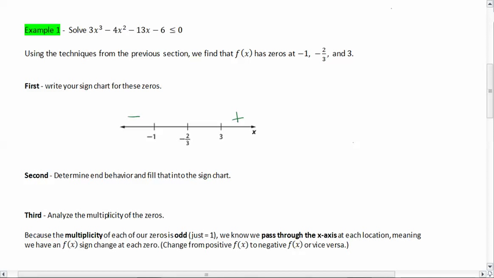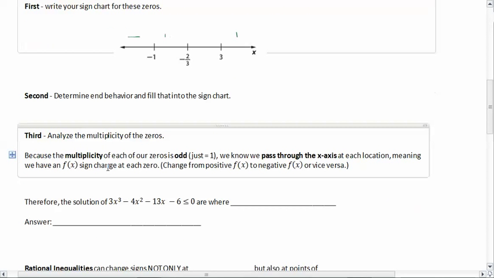Your f of x is going to either be positive to negative or negative to positive. So if we know that, we can then start filling in the rest of this sign chart. We know that we are going from negative when we are from negative infinity to negative 1. And then at negative 1, we have to switch signs, so this becomes a positive. At negative 2/3, we also switch signs because we are also passing through that x-axis. That becomes negative. At 3, we switch signs again, which makes sense because we already had a positive from 3 to infinity.